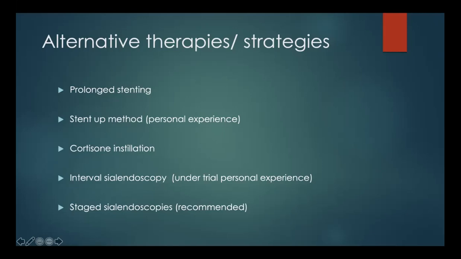And of course, we have our staged endoscopies. Now, this is widely recommended in literature, and this basically has formed the basis for our interval sialendoscopy. In this, you dilate as much as feasible, or until you have a complication, stent the duct, come out, and come back 2-3 weeks later and try to advance to a more proximal position. So these are alternative therapies.